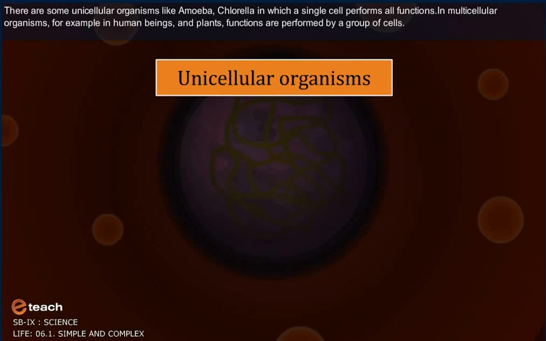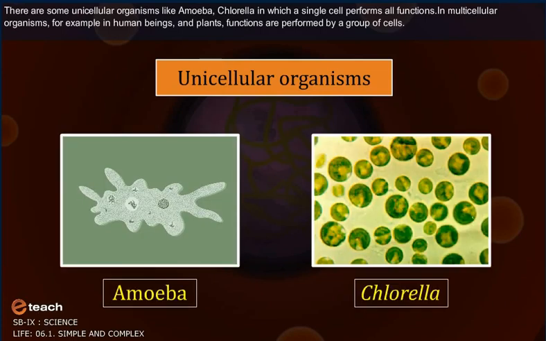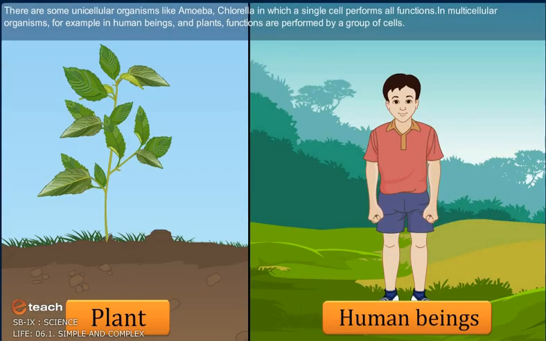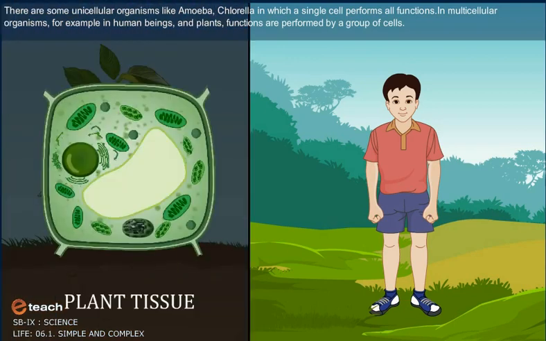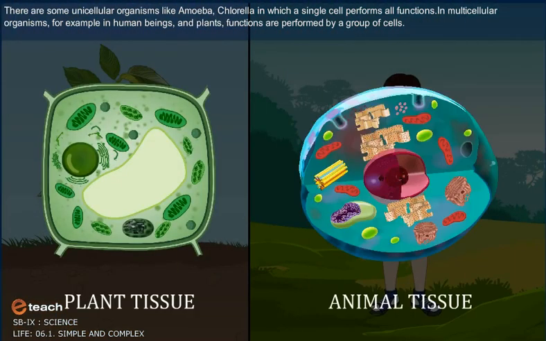There are some unicellular organisms like amoeba, chlorella, in which a single cell performs all functions. In multicellular organisms, for example in human beings and plants, functions are performed by a group of cells.